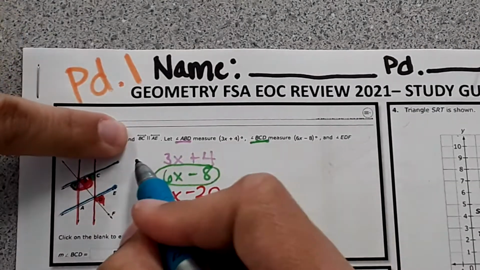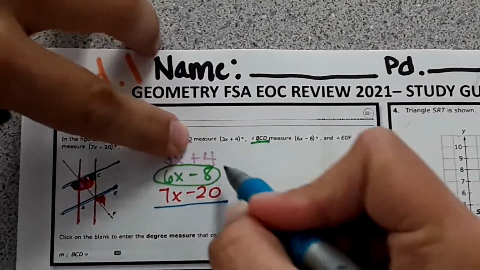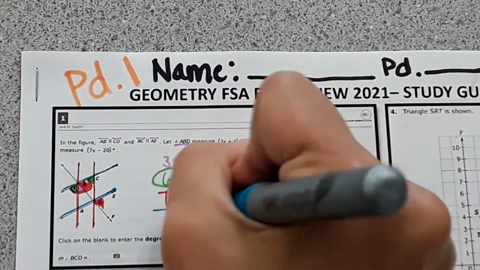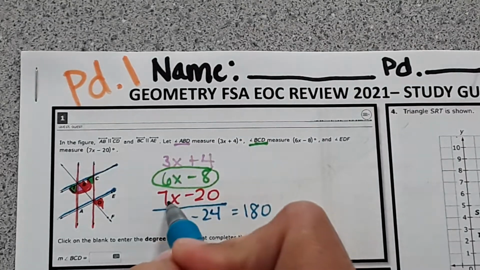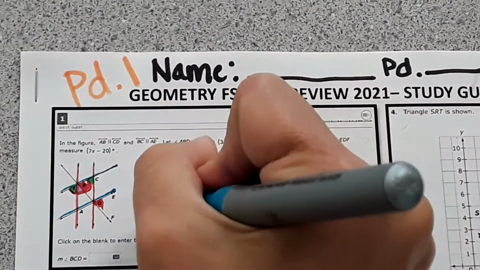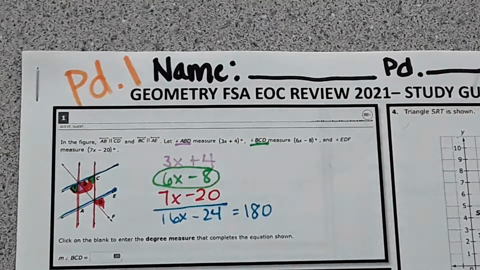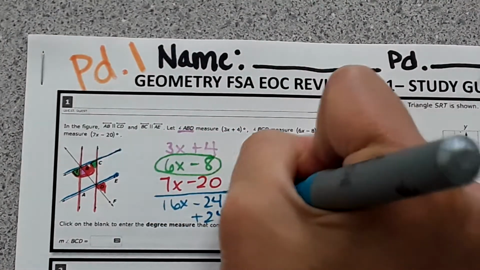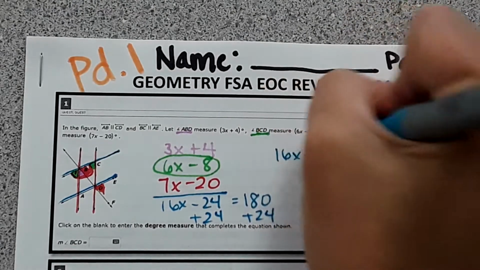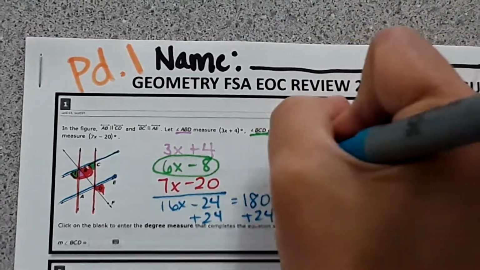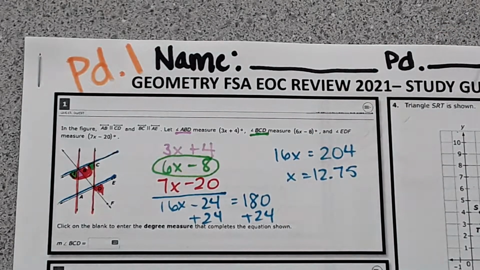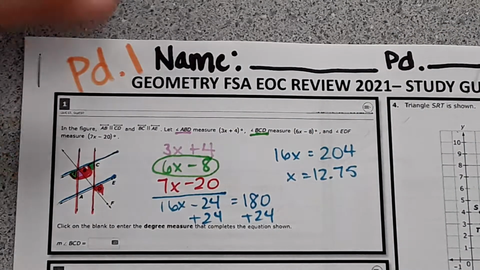Now I could write it out horizontally, but I already have it stacked here. So 4 plus negative 8 plus negative 20 is negative 24. And 3x plus 6x plus 7x is 16x. And then I can solve for x. Okay, we get x equals 12.75.